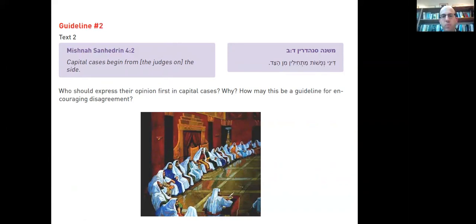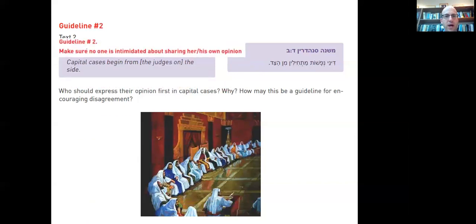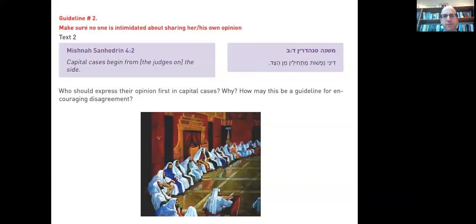Yeah, apparently they were ranked in terms of where your seat is, heading in from both sides until they get to the Nasi or the Av Beit Din sitting there in the middle, who are the most distinguished, perhaps even the former teachers of some of the others sitting further away from them, closer to where the students are sitting. And why might that be an important principle for encouraging disagreement?